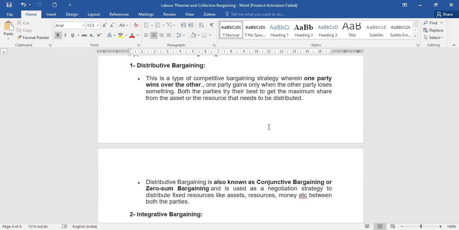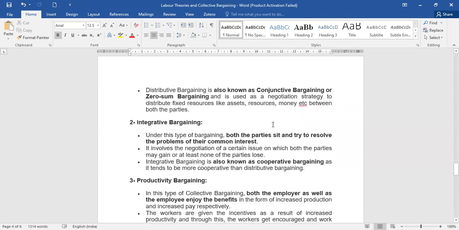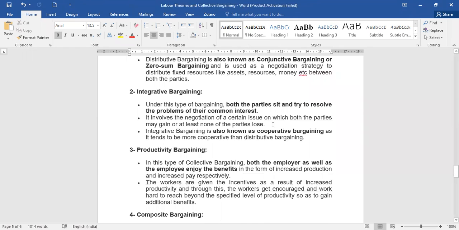So some may gain it and some may lose it. Okay. Then we have integrative bargaining. Now this is the type of bargaining where both the parties who are involved in this bargaining process try to resolve the problems in the common interest. It involves negotiation on certain issues, in which both the parties may gain, or none of the parties may lose.